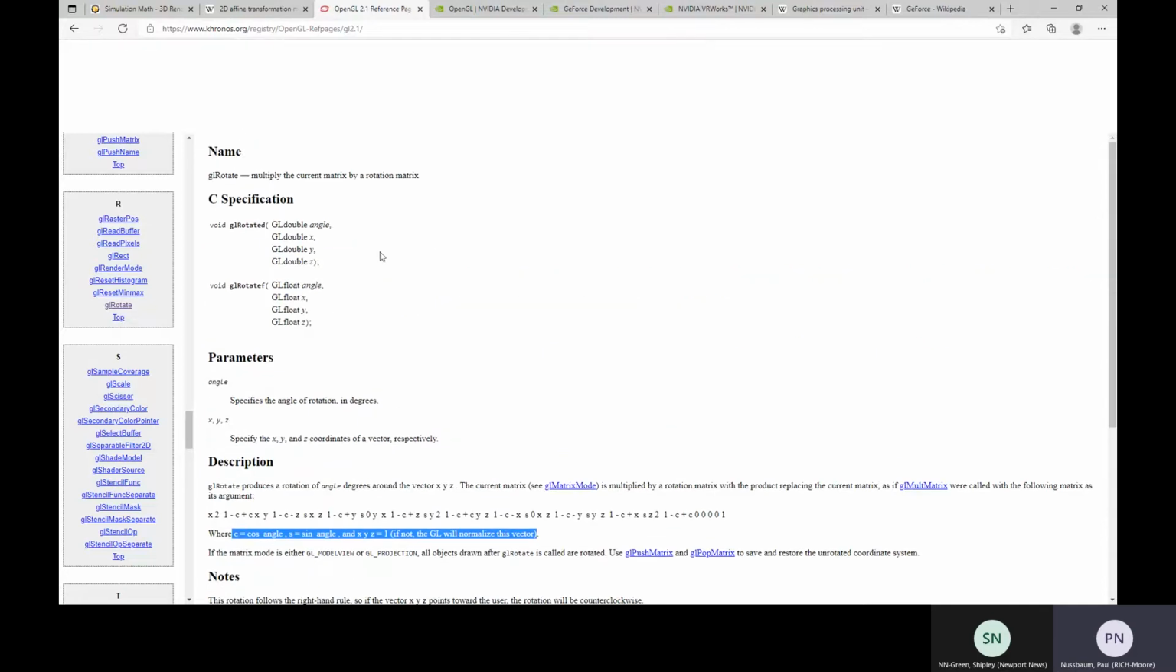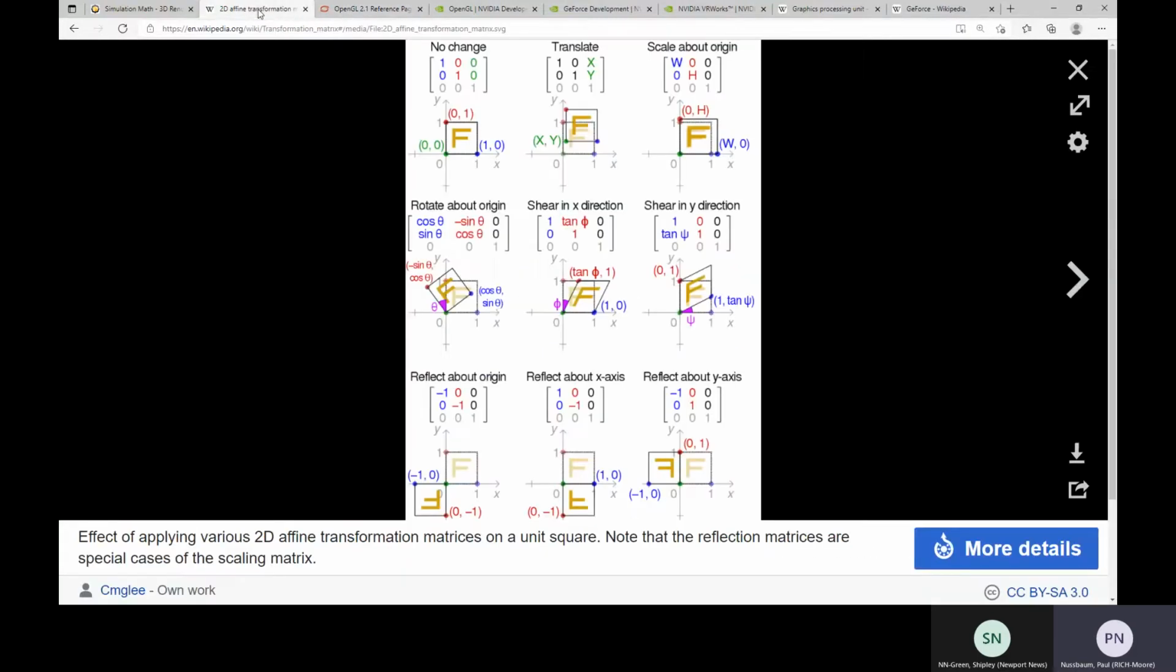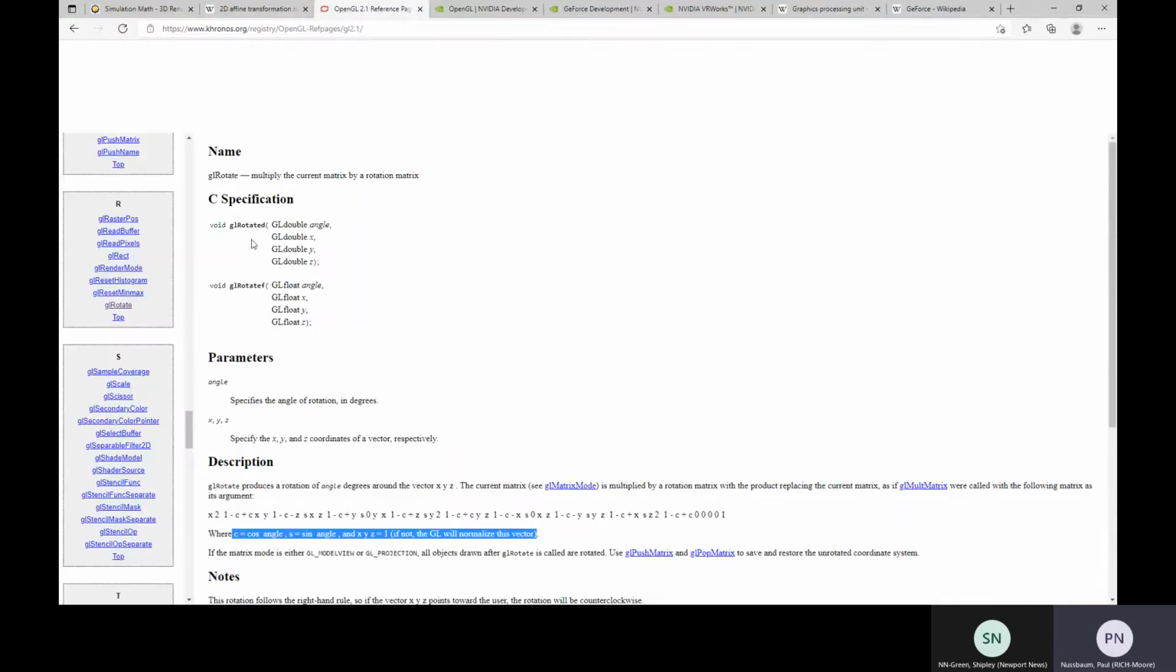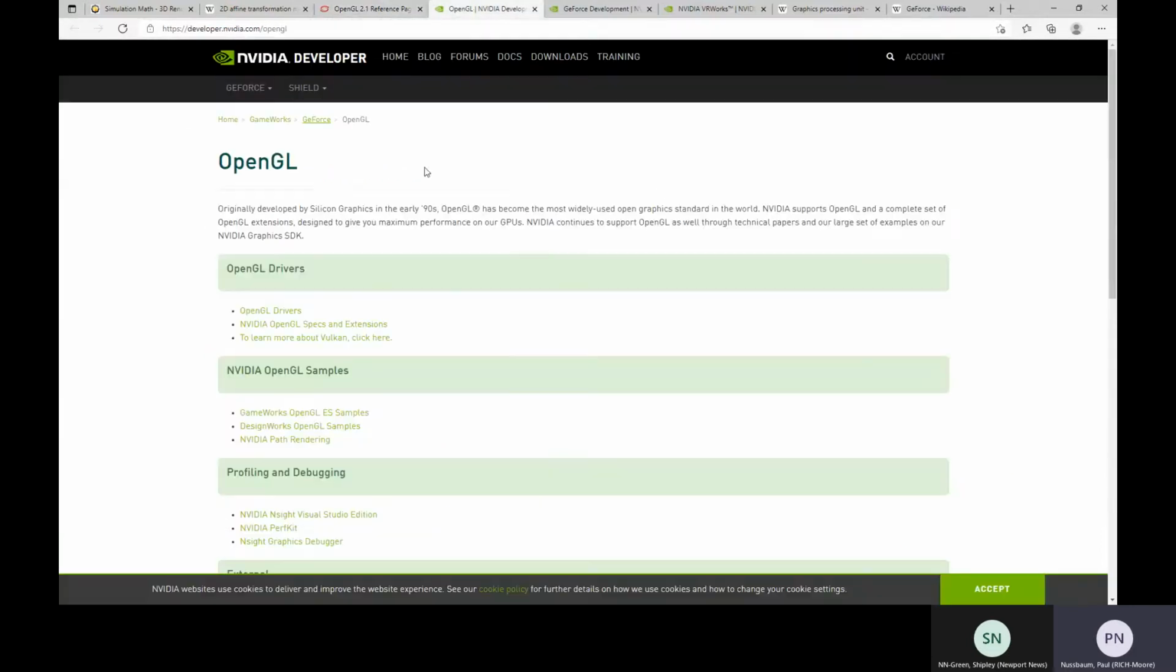But this way you don't have to perform these transformations and take the sine and cosine. You'll just call this function called glRotate. And the importance of using a standard library like OpenGL is that OpenGL is supported by chip manufacturers such as NVIDIA.